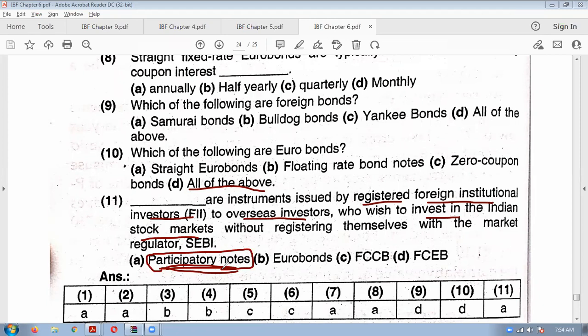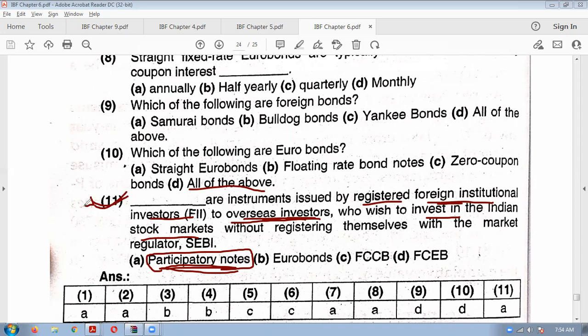Actually, there are a lot of controversies related to participatory notes, because they are issued by registered foreign institutional investors outside India to investors who do not wish to register themselves in the stock market. So the identity of the investor is not disclosed, and without disclosing their identity, they can invest in Indian stock markets. Such notes are known as participatory notes.